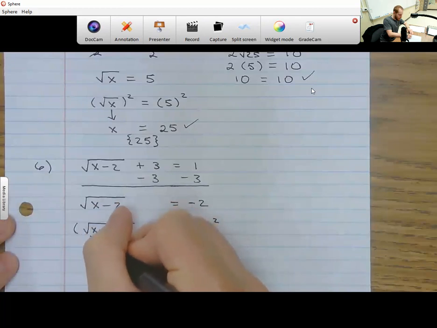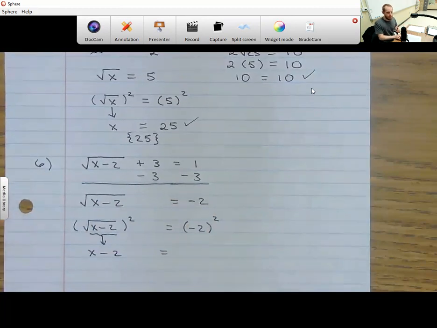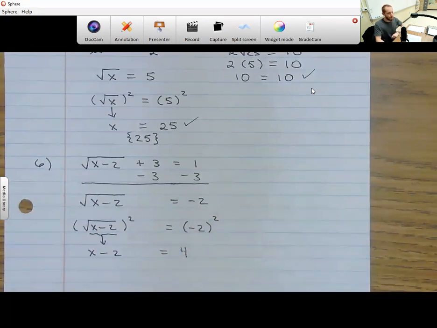Whatever's on the inside of the radical, I bring down. So I've got x minus 2 is equal to what? Okay, what is negative 2 squared? That would be negative 2 times negative 2, right? Well, a negative times a negative is going to give me a positive, right? I get 4. You should get a positive 4 on this side. Okay? All right. So I've got x minus 2 is equal to 4 now.